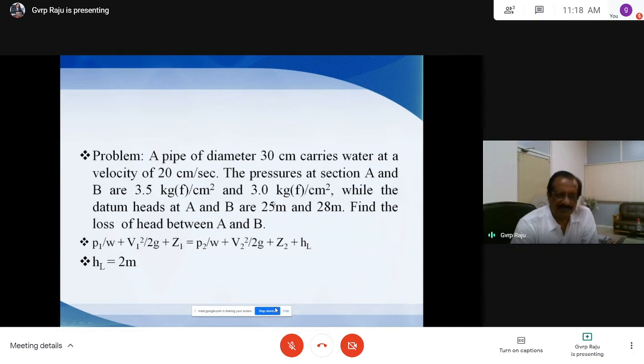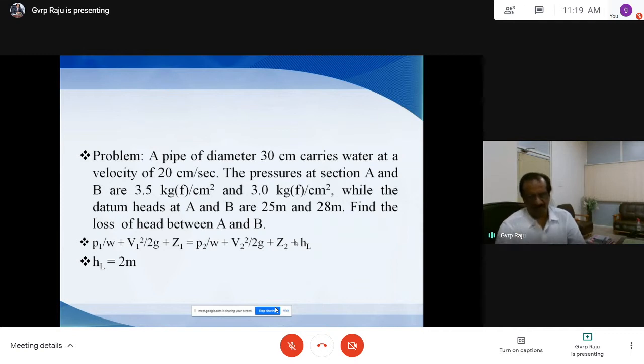And Z1 is 25. So 35 plus 25, 60. 60 on this side. And P2 by W is 3 into 10 power 4 by 1000, so this is 30. And Z2 is 28. So P2 by W plus Z2, this is 0, so this is 58. So 60 is equal to 58 plus HL. So HL is equal to 2.